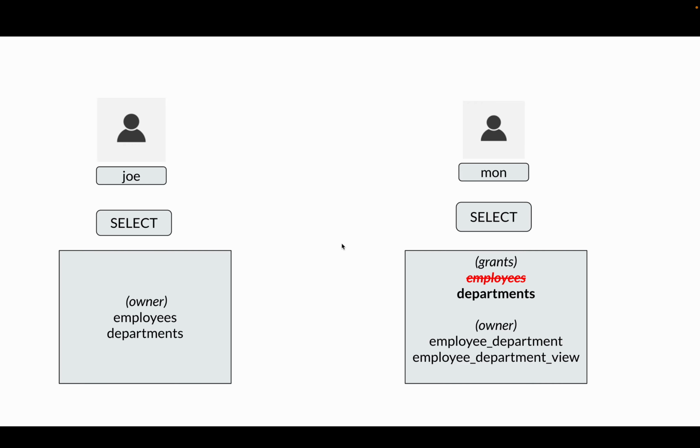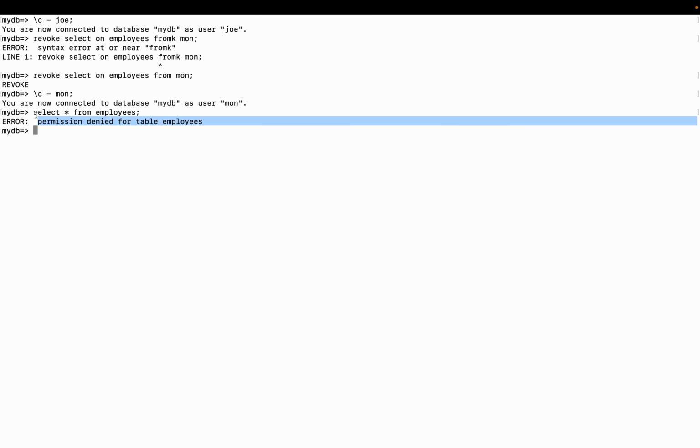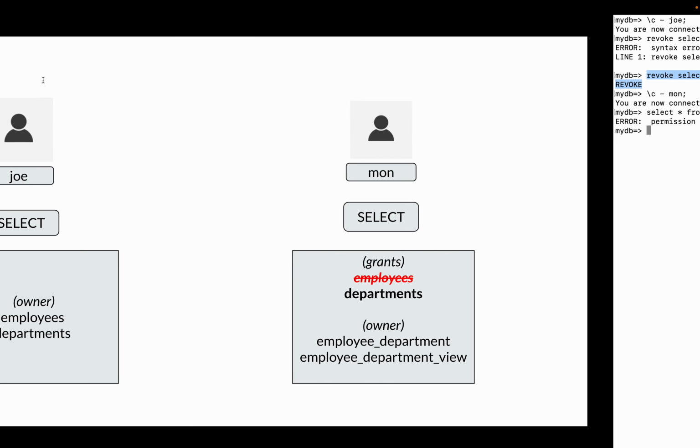But to summarize things, we have two users. First one is Joe, second one is Mon. We are only talking about select privilege here. Now Joe can query employees and departments tables. By query I mean select star from these tables, because Joe is owner of these tables. Mon can query the departments table because Joe has granted select privilege to Mon for the departments table. And remember, Mon can no longer query the employees table because Joe revoked the privilege.